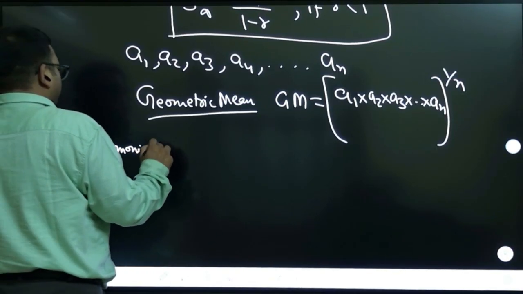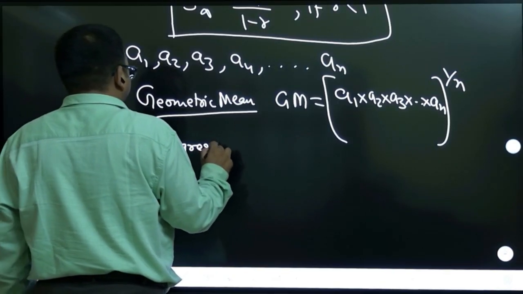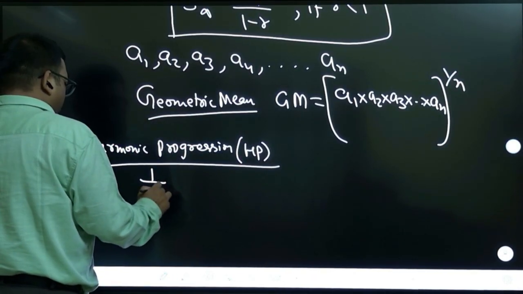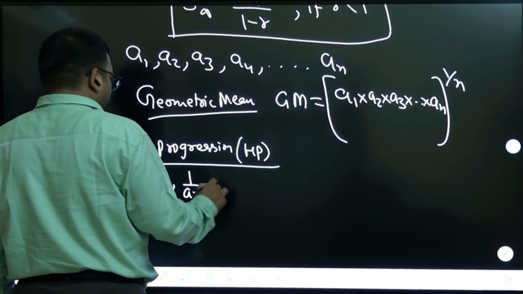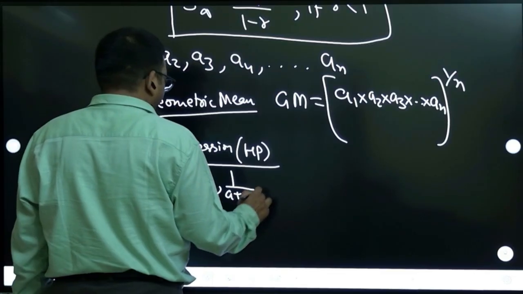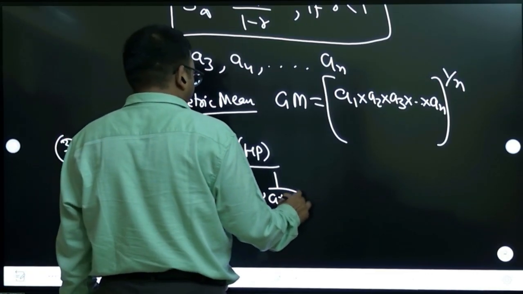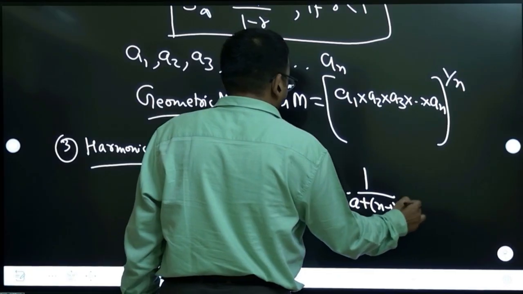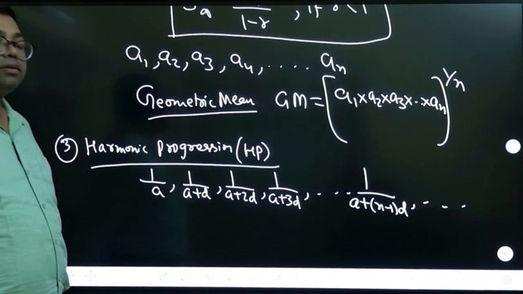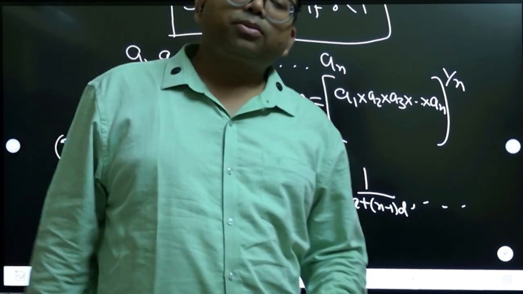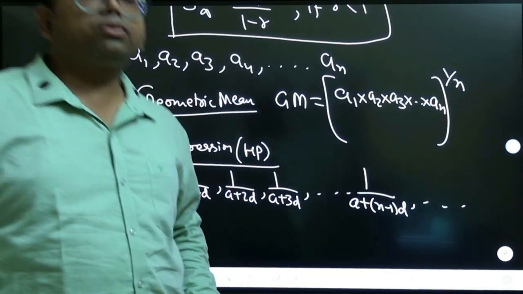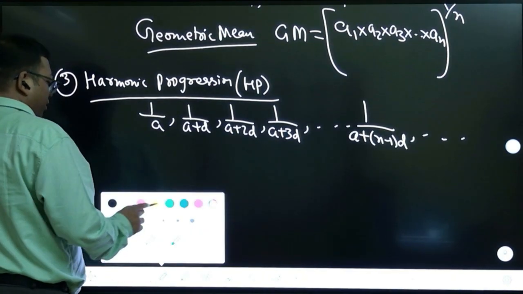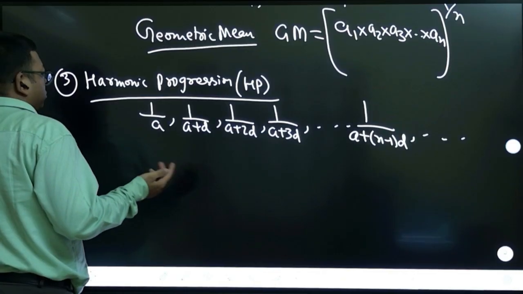Similarly, the last thing is about harmonic progression, HP. Harmonic progression is nothing but 1 by A, 1 by A plus D, 1 by A plus 2D, 1 by A plus 3D, up to 1 by A plus n minus 1 into D. So this is nothing but arithmetic progression: the reciprocals of these numbers are going to give us an arithmetic progression, right? But anyway, here we can do it in the same manner.